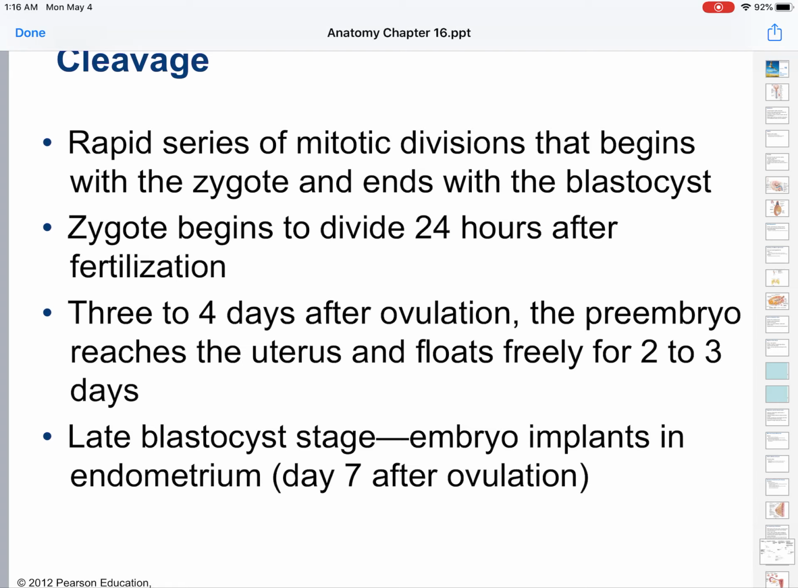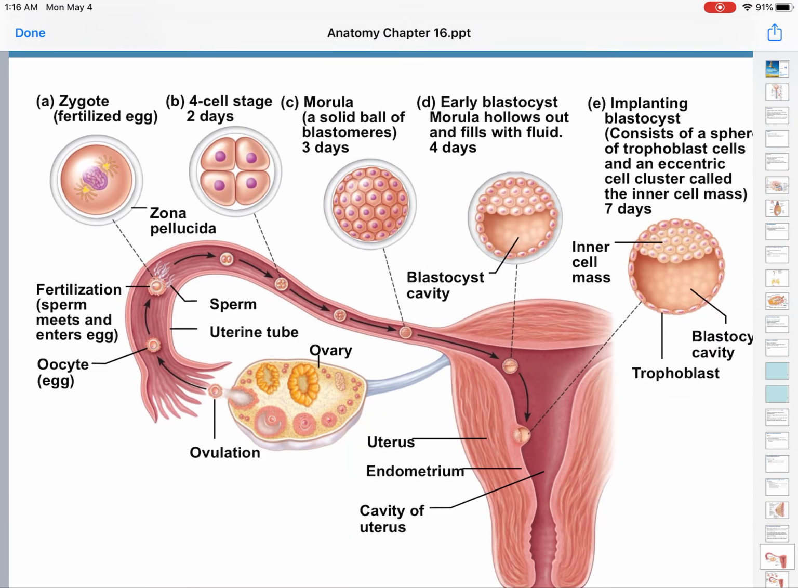3 to 4 days after ovulation, the pre-embryo reaches the uterus and floats freely for about 2 to 3 days. It does not immediately attach to the walls of the uterus. Finally, about 7 days after ovulation, you get the blastocyst stage. The embryo finally implants in the endometrium, which is why you don't have the shedding of the endometrium directly after ovulation. It's about 2 weeks from ovulation to when you start your period. For this reason, once you get fertilization, the egg does not immediately attach to the uterine wall.